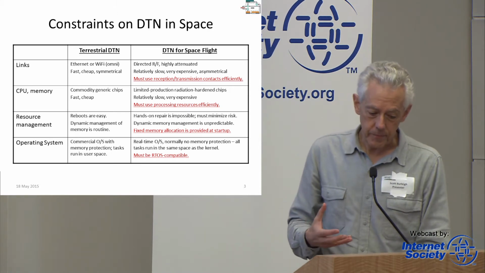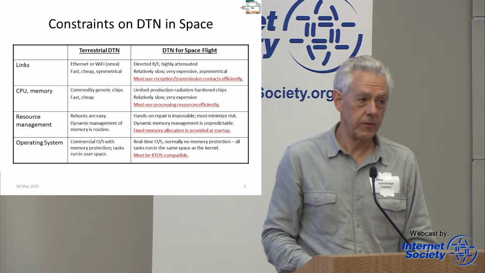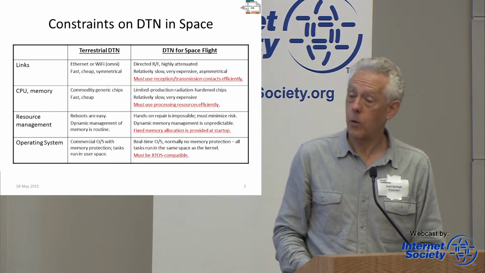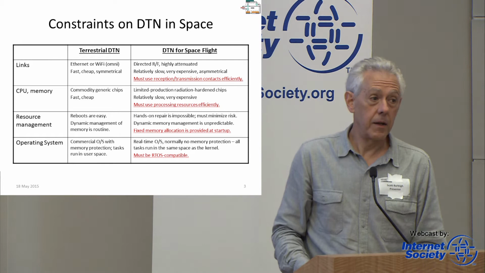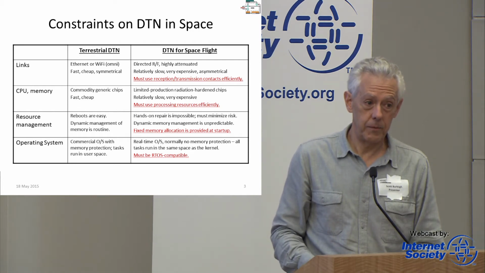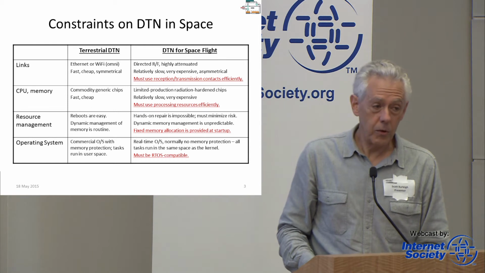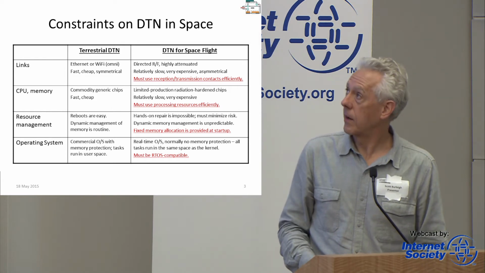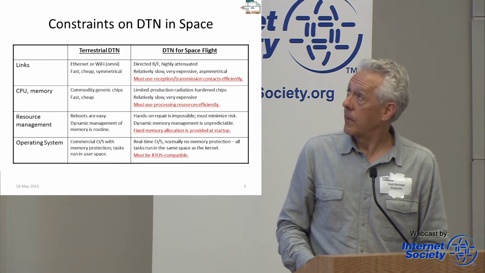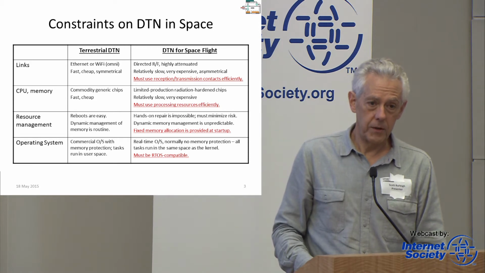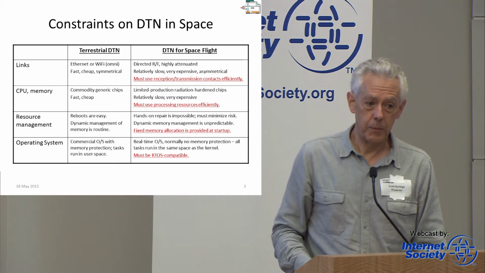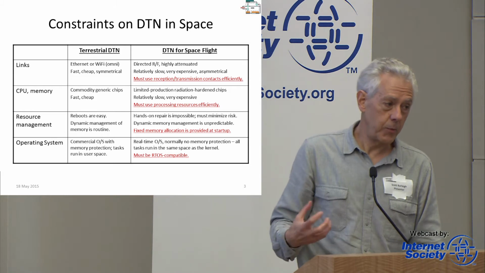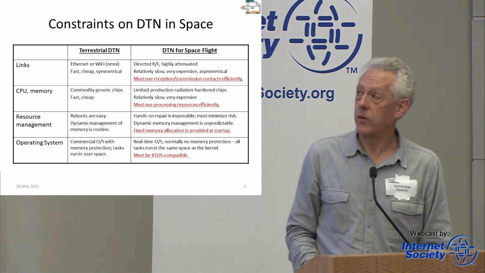The links, certainly for deep space and to an extent even for Earth orbiting missions, are directed radio or directed optical. They tend to be highly attenuated because they're very far away often. They're relatively slow compared to what you can get on the surface of Earth, in the internet. They're very expensive. They're often asymmetrical. That is, the rate at which you receive something from a spacecraft may be very much higher than the rate at which you can transmit to a spacecraft. And so you have to use reception and transmission contacts very efficiently because of these kinds of constraints.